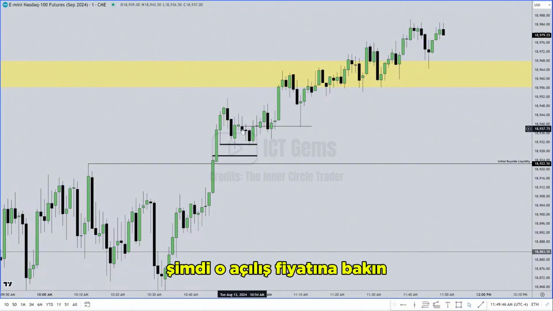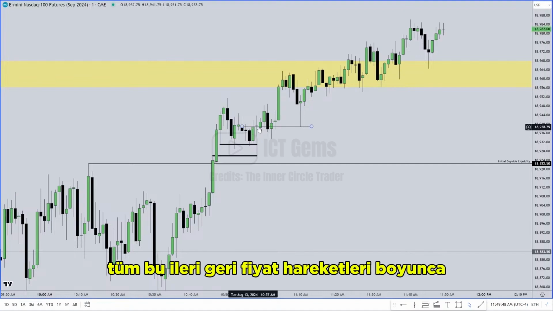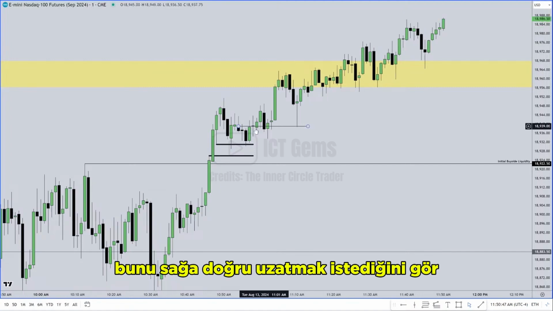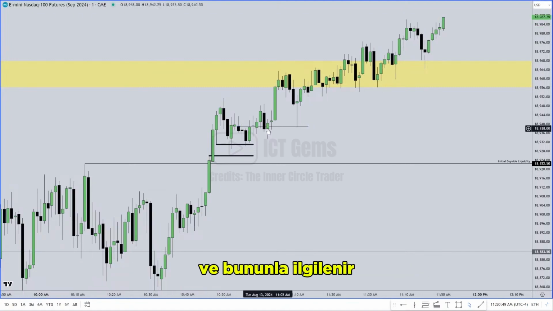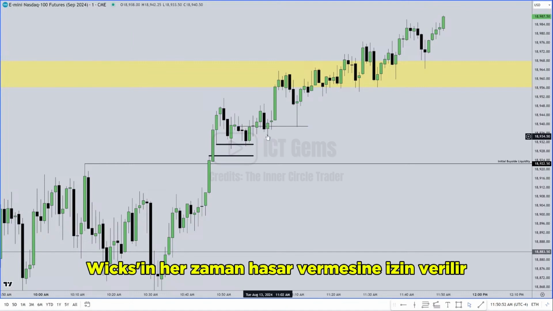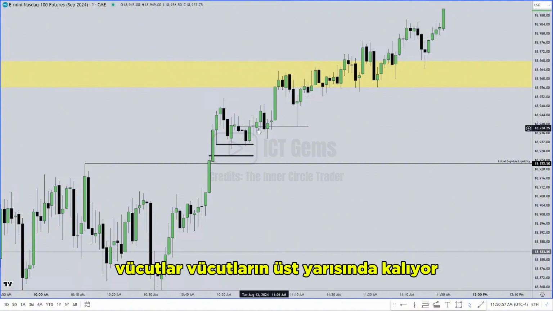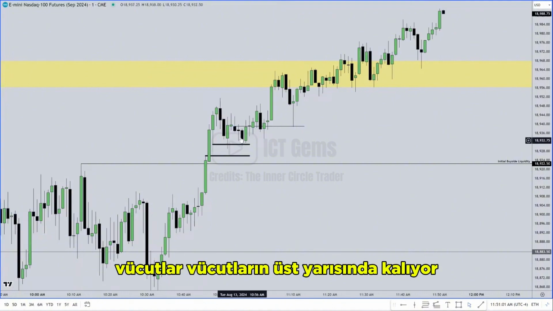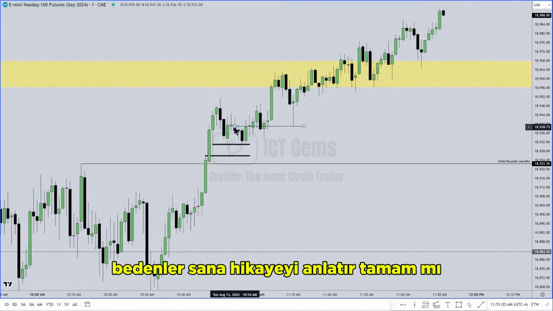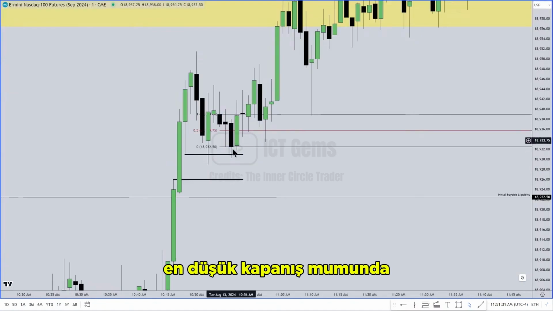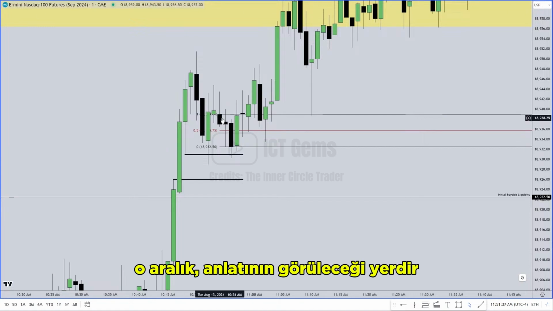Now, look at that opening price through all of this back and forth price action. See that? You want to extend that to the right, and then study how price respects and deals with it. The wicks are always allowed to do the damage, but look what the bodies are doing. The bodies are staying in the upper half of the bodies. The bodies tell you the narrative. So if you take that range, we have the body on the open down to this close on the lowest down close candle. That range is where the narrative is going to be seen.